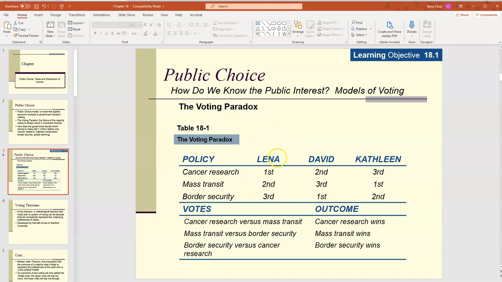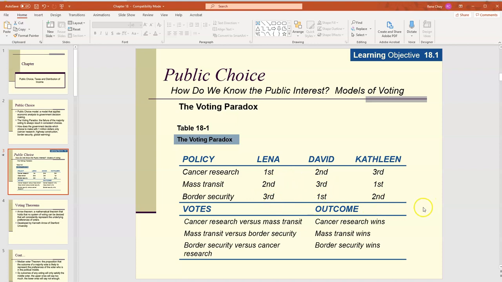Now, Lena ranks it like this. Cancer research is the most important, mass transit is the second, border security is the third. David decides to rank it like this. Most important is border security, second is cancer research, third is mass transit. And Caitlin decides that mass transit is the one that she cares the most about, then border security, and then cancer research. Notice that everything has a 1, a 2, and a 3. So cancer research is a 1, a 2, and a 3, mass transit has a 1, a 2, and a 3, and border security has a 1, a 2, and a 3.